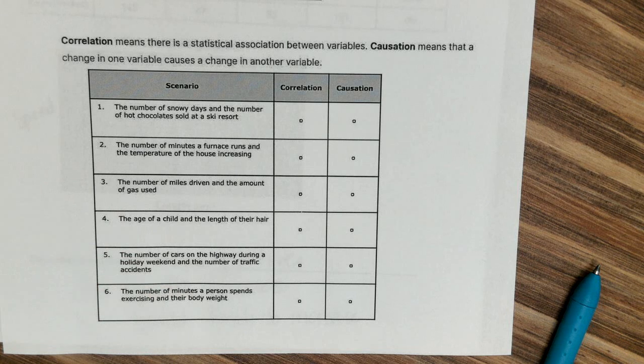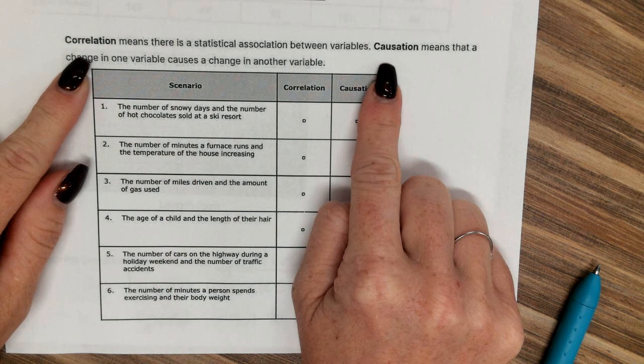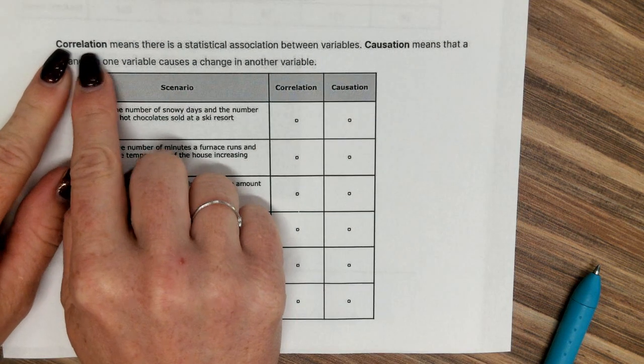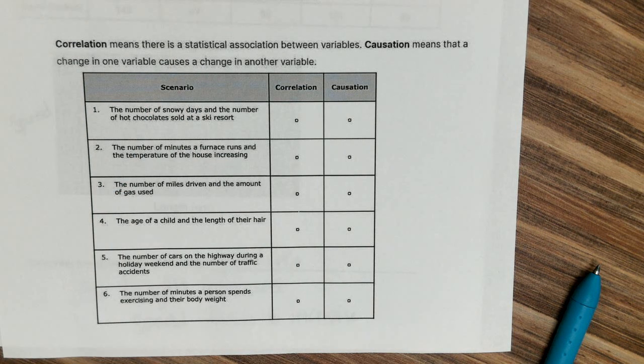There is a difference between correlation and causation. Listen to the vocabulary words. Correlation means there is statistical evidence that shows they're related. For example, the temperature outside and my snow cone sales. It's correlated. Yes?